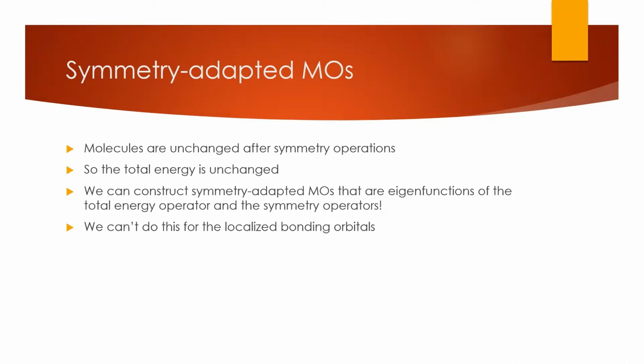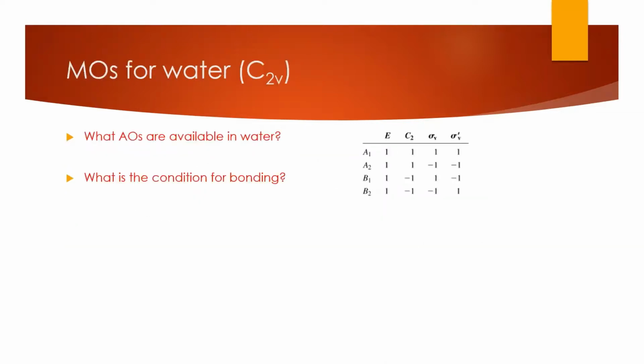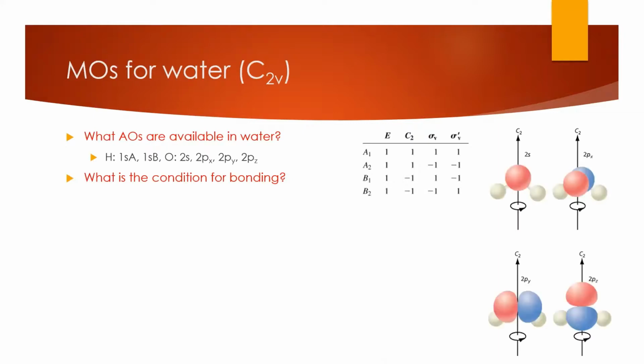That means that we can use symmetry in group theory to predict which atomic orbitals will participate in forming molecular orbitals. So we'll go in and look at the kind of ideas from group theory that tell us this. So the first question I'll ask is, what atomic orbitals are available to bond in water? And the answer is, of course, we have the two orbitals from the hydrogen atoms. We have a 1s orbital from hydrogen A, and a 1s orbital from hydrogen B. And we have the 2s, 2px, 2py, and 2pz orbitals from the oxygen atom.